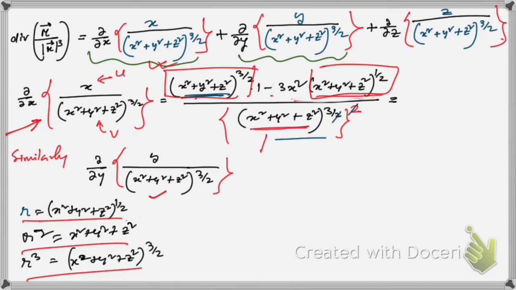So this is going to be your r cube, and this is going to be your r, and here you see this is your r square, right? x square plus y square plus z square is your r square, and you have a cube here, so that's going to be r to the power 6. That's what we will get. So hope you have understood these things.